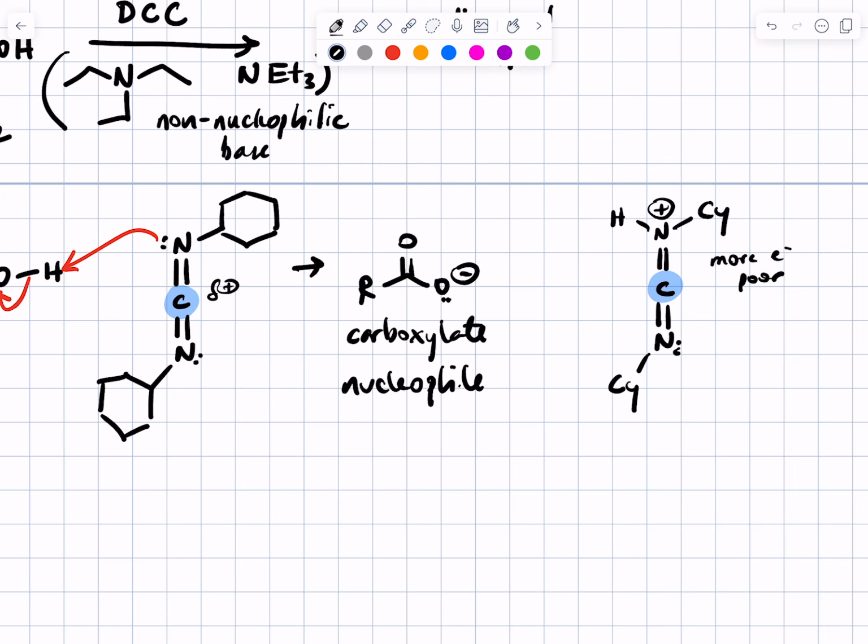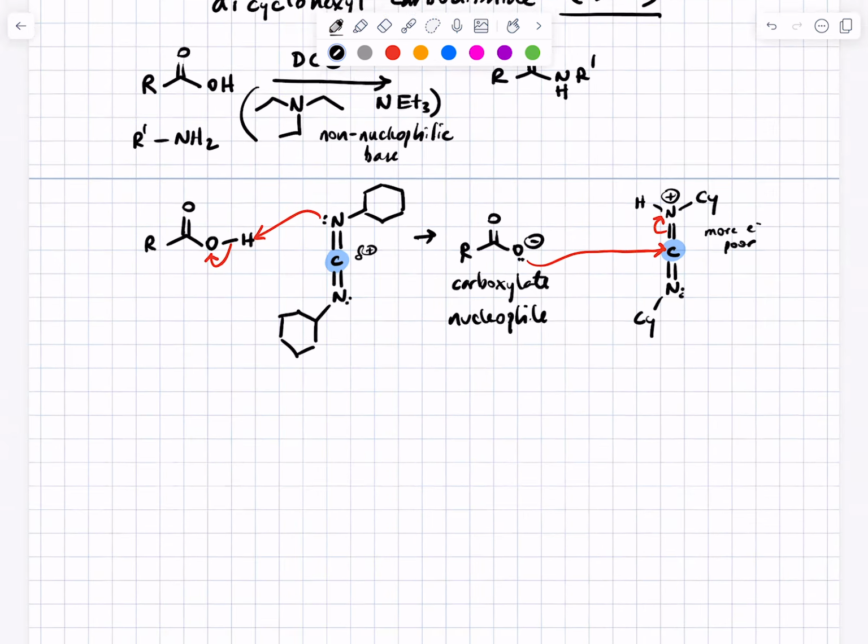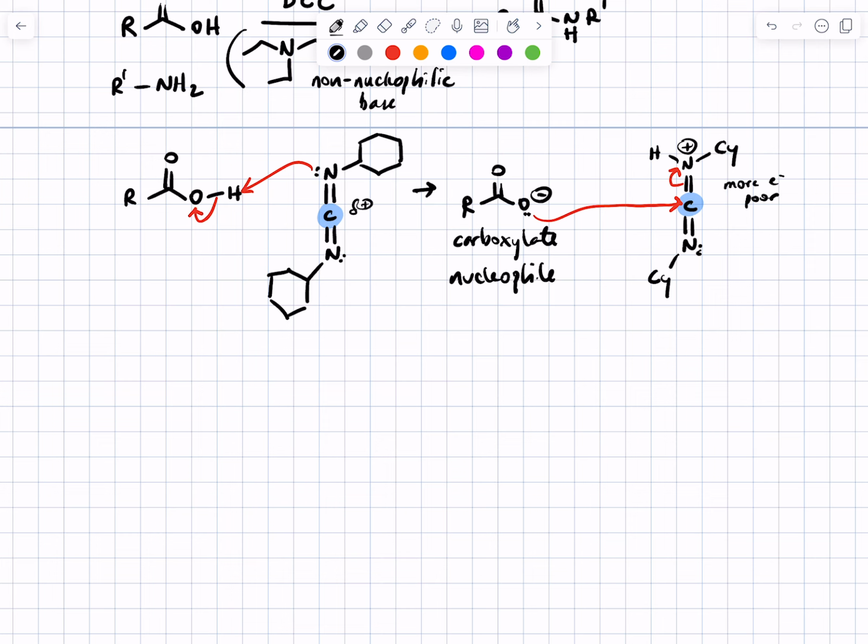And so what happens is nucleophile attacks electrophile. This is very much like an addition to a carbonyl step, only it's our carboxylate acting as the nucleophile. And the intermediate then looks like this. So here's that carbon. There's the nitrogen. And there's the other nitrogen.